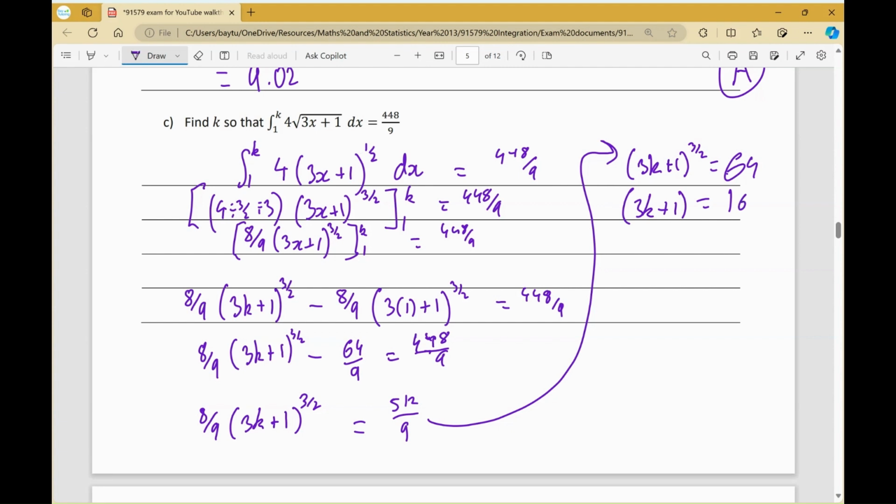Don't really need those brackets now. Let's just get rid of those. They're not doing anything now. And then take away 1 from both sides, and then divide both sides by 3. And that gives us an answer that k equals 5, which is what we wanted, find k.